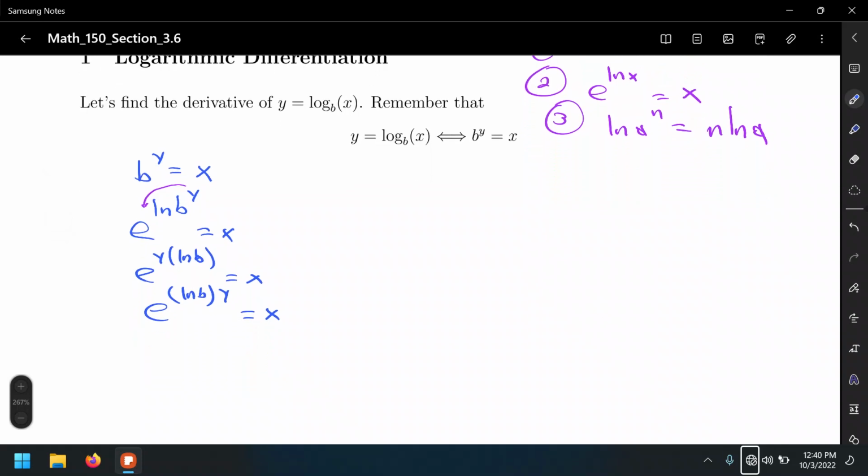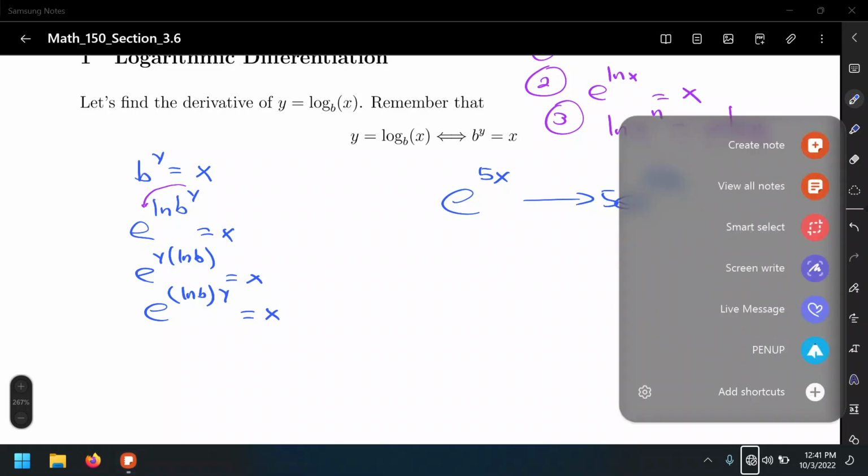Again, quick exercise. What's the derivative of e to the 5x? 5e to the 5x. Essentially, by mini chain rule, the derivative of the exponential is itself, but times the derivative of what we have in the exponent.